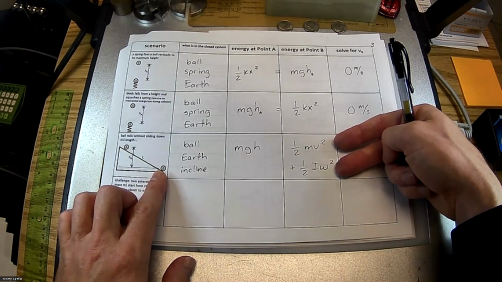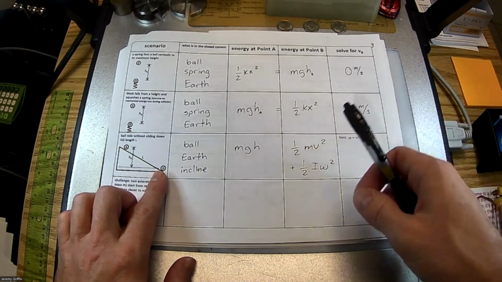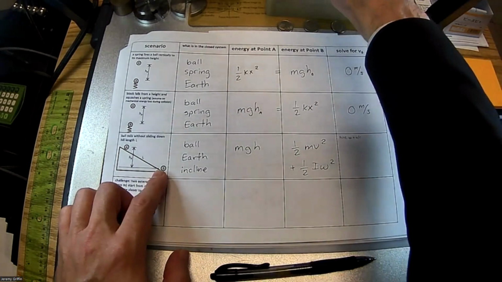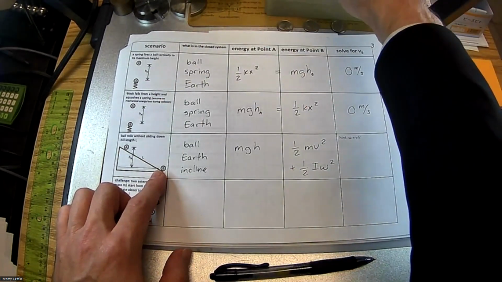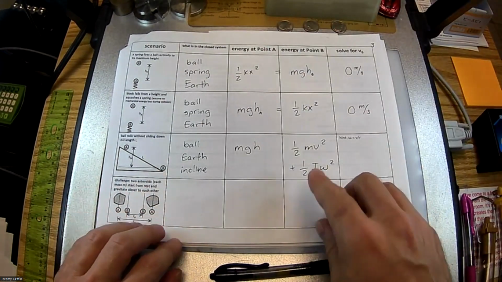Again, depending on what type of rolling object you have, a baseball, a basketball, or a solid cylinder, they'll be rolling differently at the bottom because they have different I values.